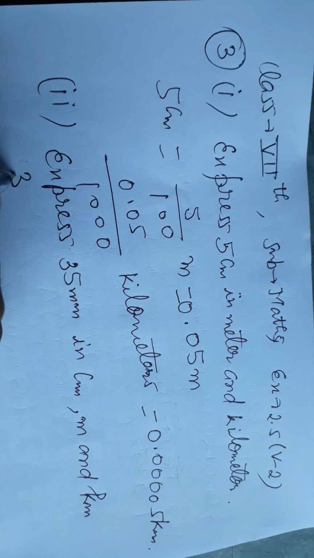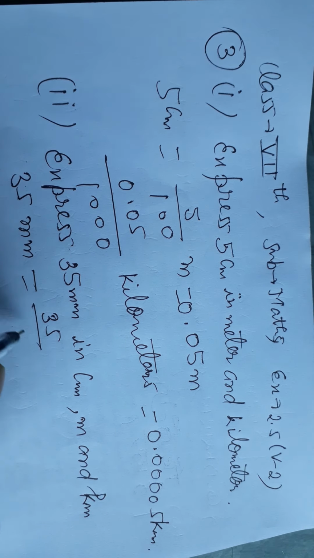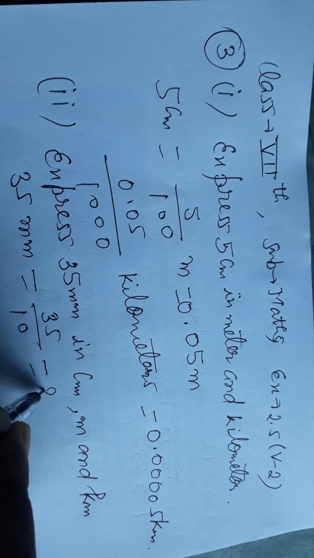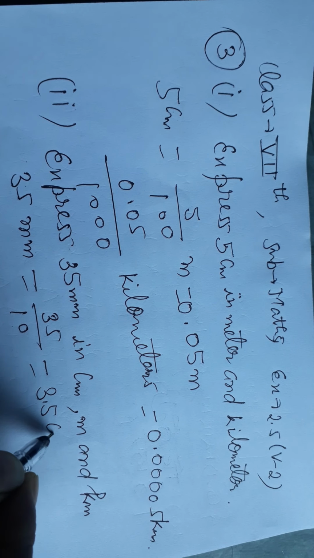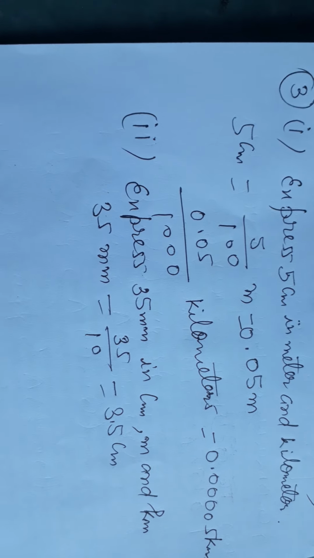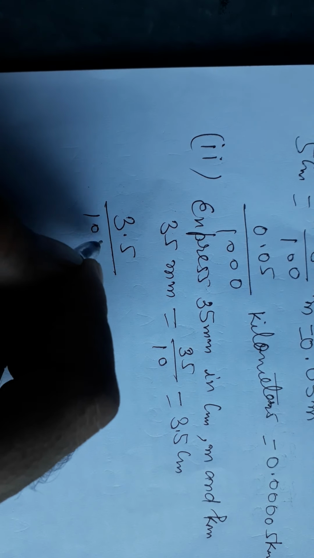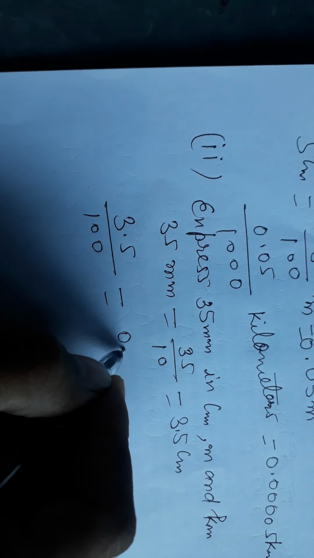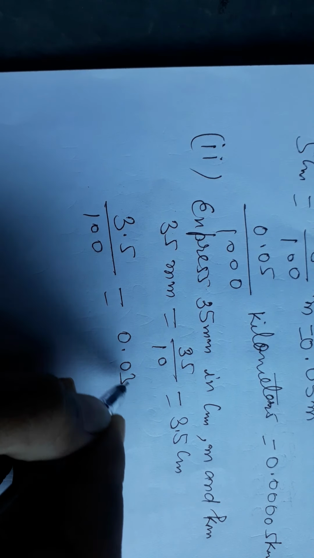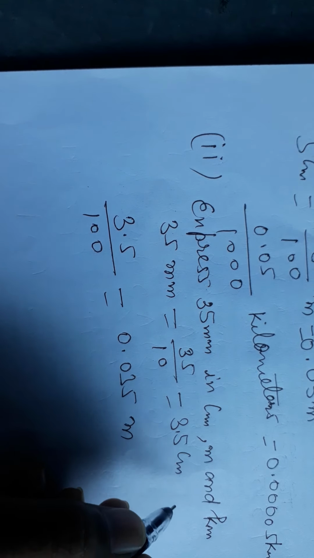Okay, so 35 mm equals, now what we have to do is divide 35 by 10, which is 3.5 centimeters. Now we will go for meters, and we have to divide our centimeter part by 100. So this is 0.035 meters.